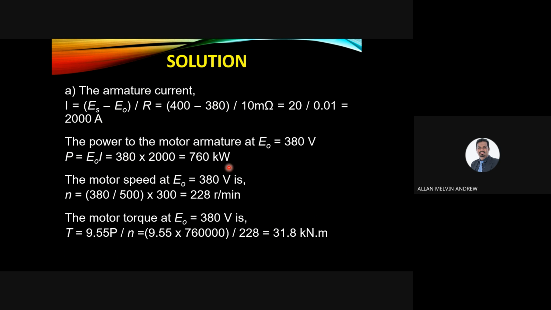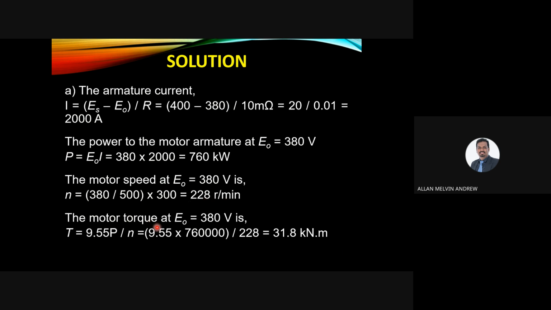So the power to the motor armature at E0 equals 380. So power equals E0 I. So 380 times 2000 is 760 kilowatt. And the motor speed at E0 equals 380 volt. So we replace in the N formula we developed before. So N equals 380 over 500 times 300. So we get 228 revolution per minute.